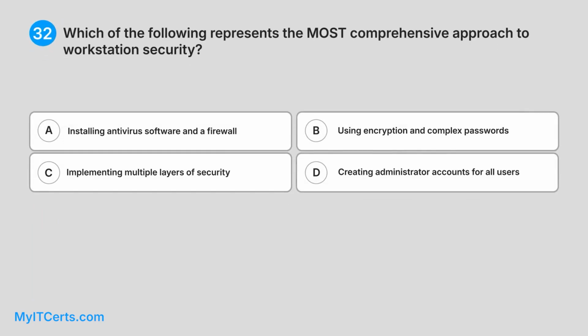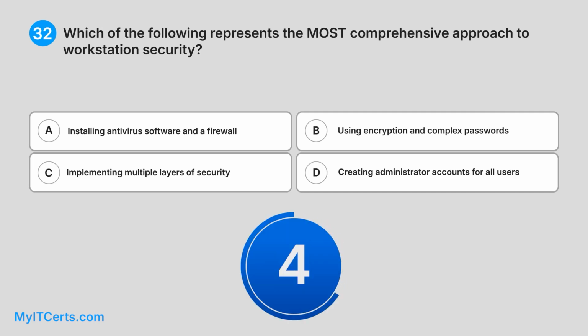32. Which of the following represents the most comprehensive approach to workstation security? A. Installing antivirus software and a firewall. B. Using encryption and complex passwords. C. Implementing multiple layers of security. D. Creating administrator accounts for all users. Do you know the answer?